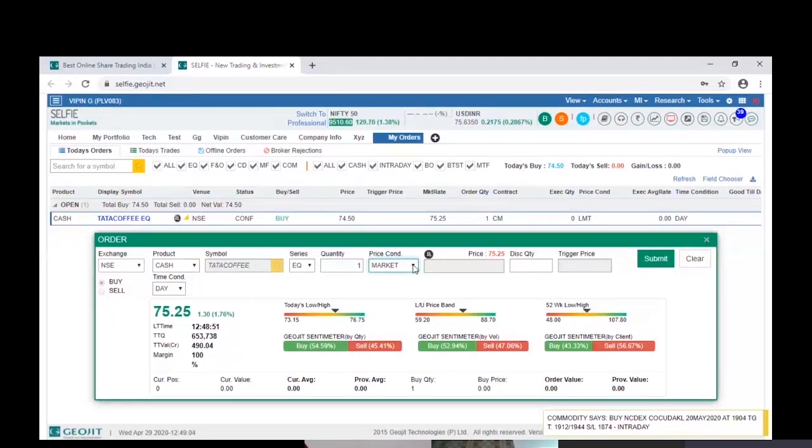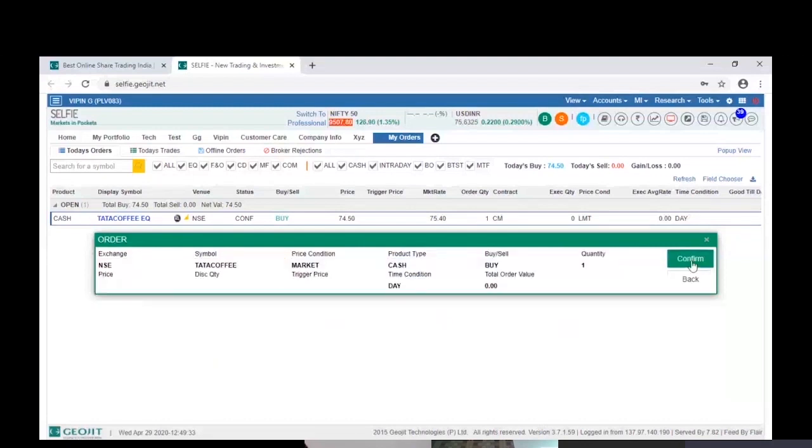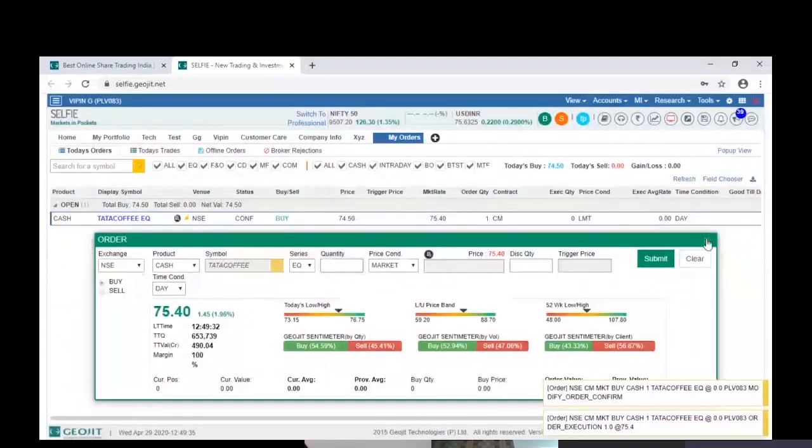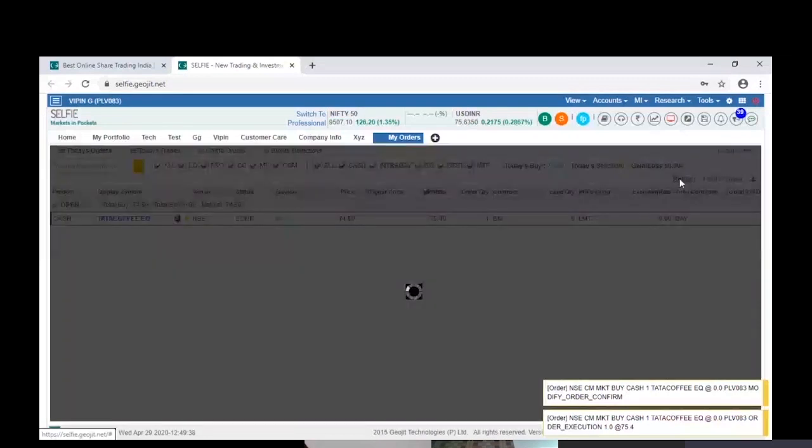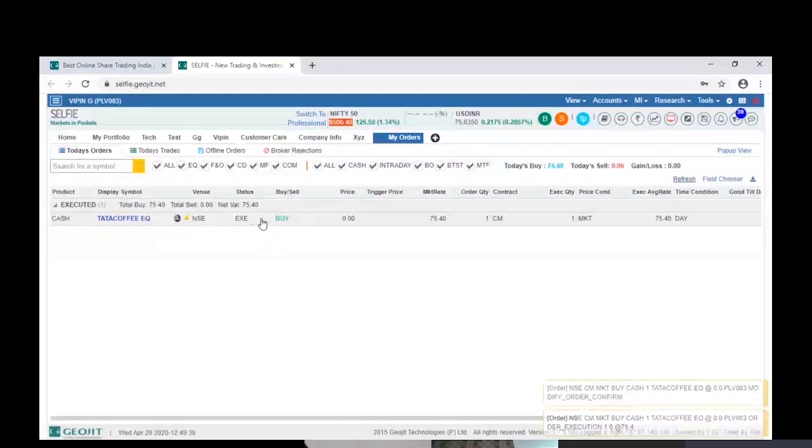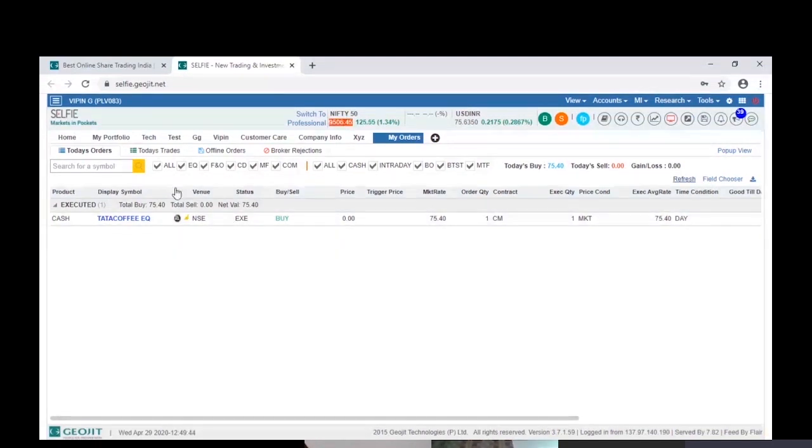Let us execute this order. I'm modifying this order, making it a market order, so whatever the market rate is, it will get executed. The order has been modified successfully. Now just click on refresh. You can see the status has changed to executed. This is the order window, wherein it is shown as executed.